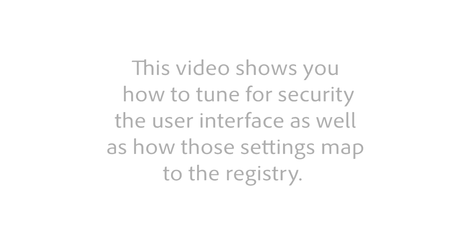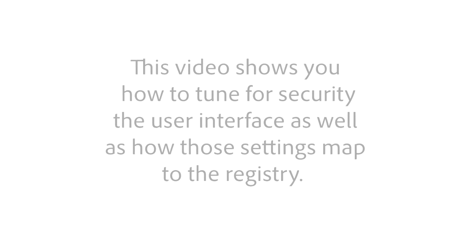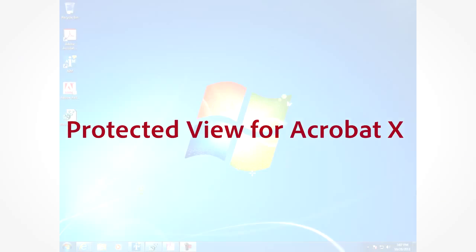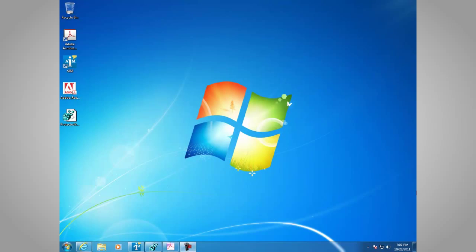This video shows you how to tune for security the user interface, as well as how those settings map to the registry. Protected View in Adobe Acrobat 10 for Windows sandboxes processes so as to limit what malicious code can accomplish on an affected machine. Let's take a look at how the configuration is set in Adobe Acrobat 10.